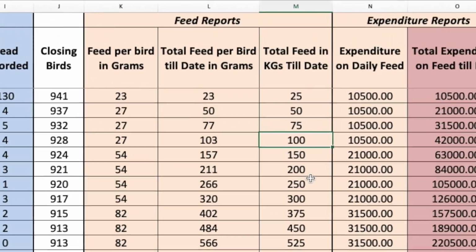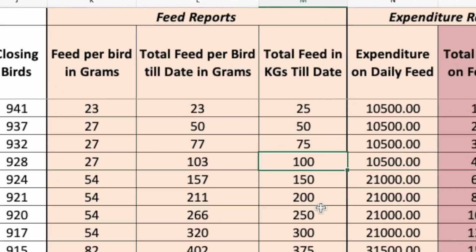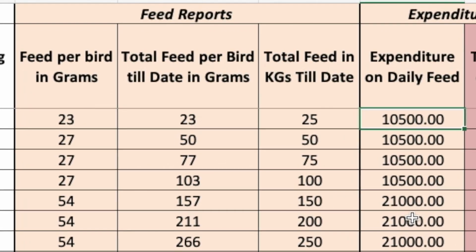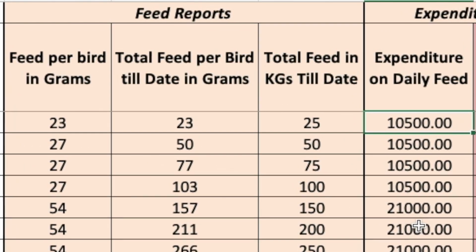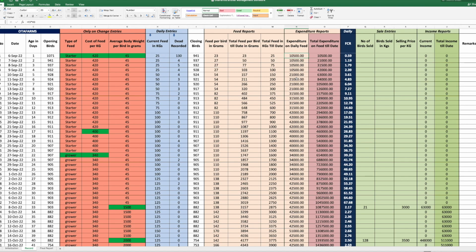This report will also calculate the expenditure on daily feed, right? It will give you the total expenditure. Right here, from day 1, we actually spend a total of 10,500 for feed. So from day 1, it costs us about $20 for their feed, and as time goes on, that adds up, because as time goes on, they eat more. These birds, they will eat more. This report will also give you the total expenditure on feed to a particular point in time.